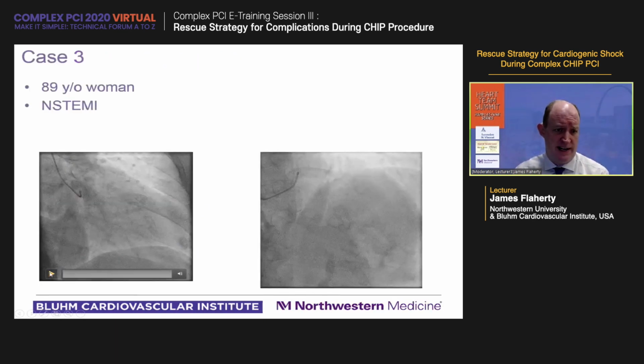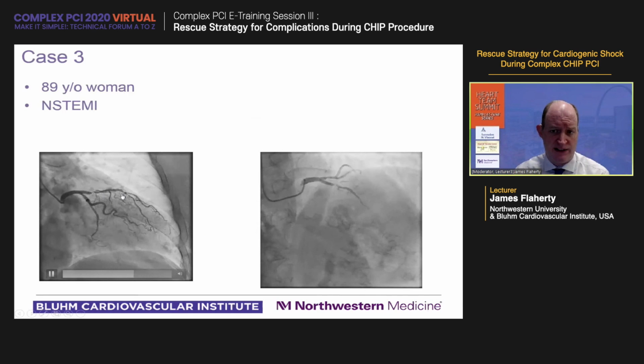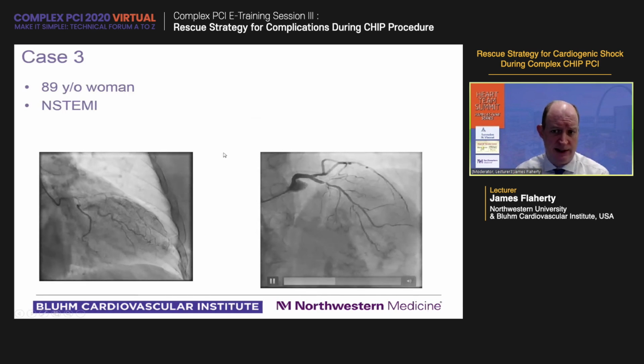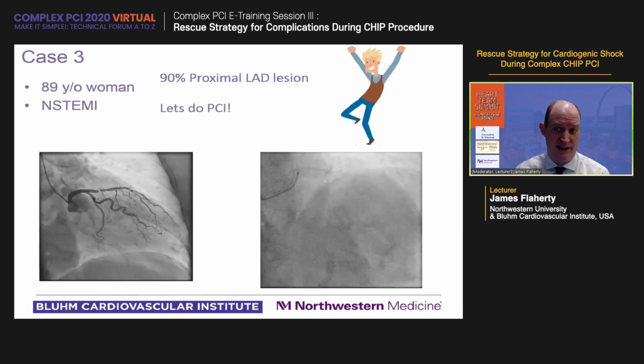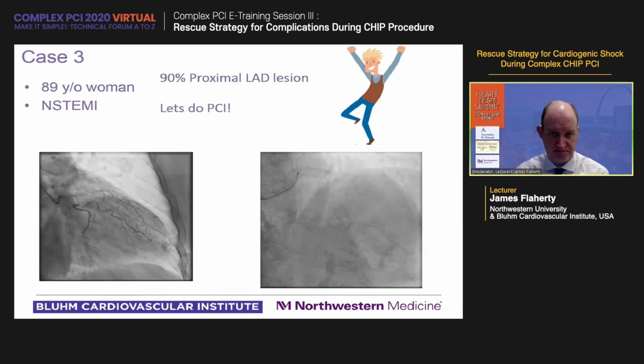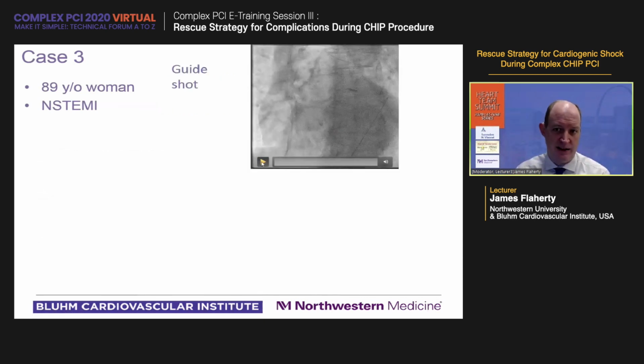Let's show another case. An 89-year-old woman with an anterior STEMI, very tight proximal LAD lesion, not really a CABG candidate. 90% proximal, let's do PCI. Everybody's excited. Get a guide catheter in, the wire won't go, we take a shot.